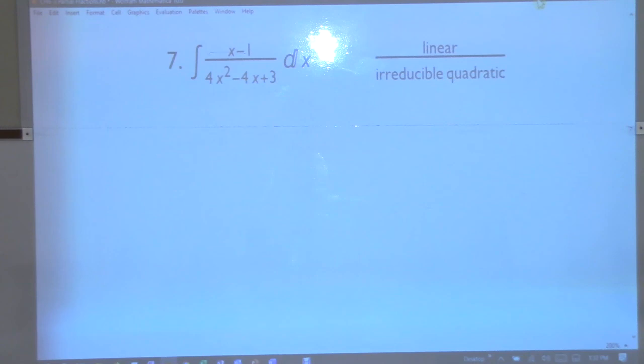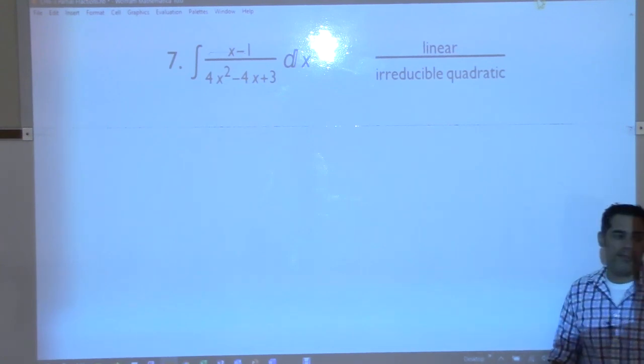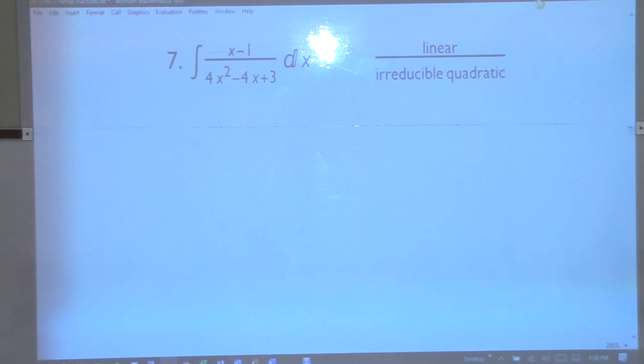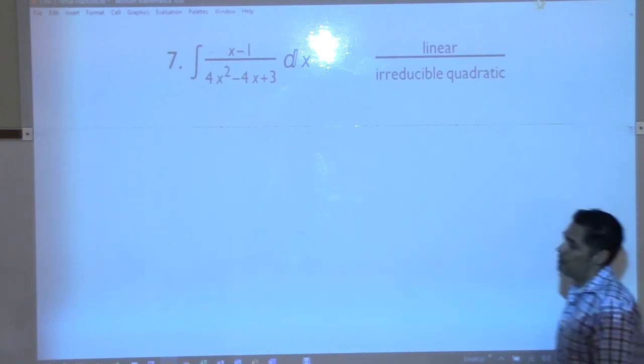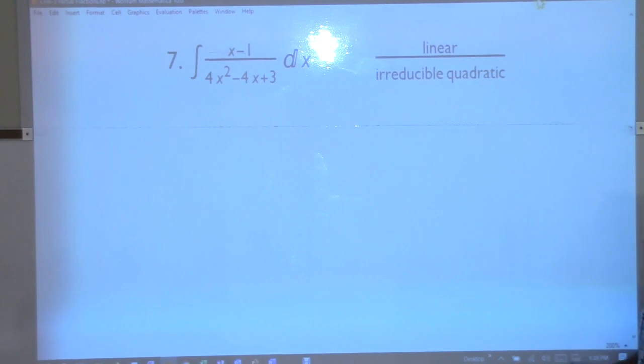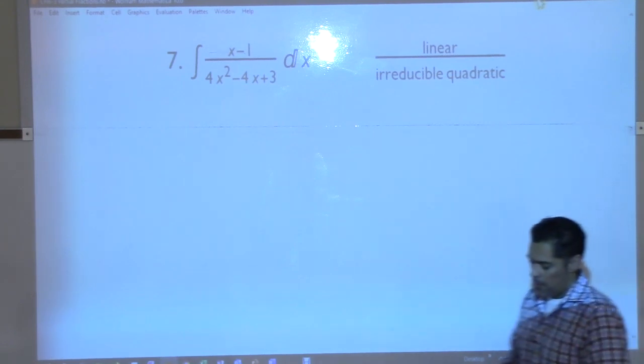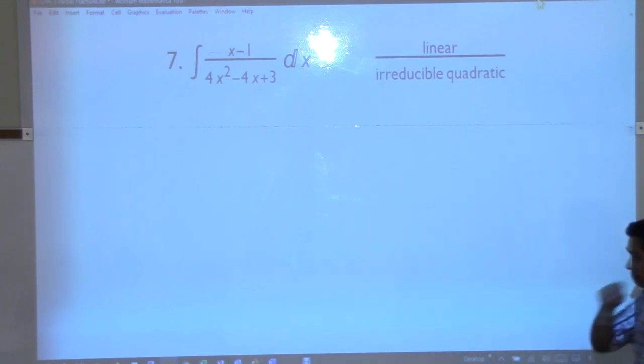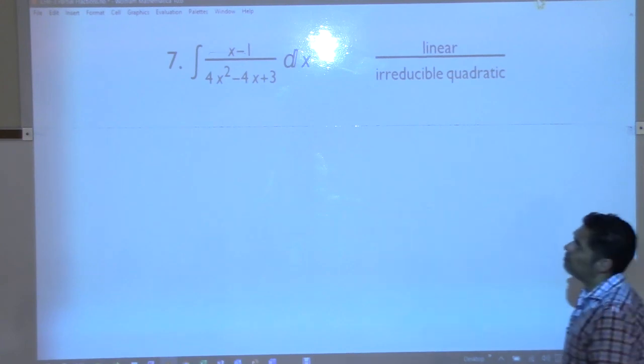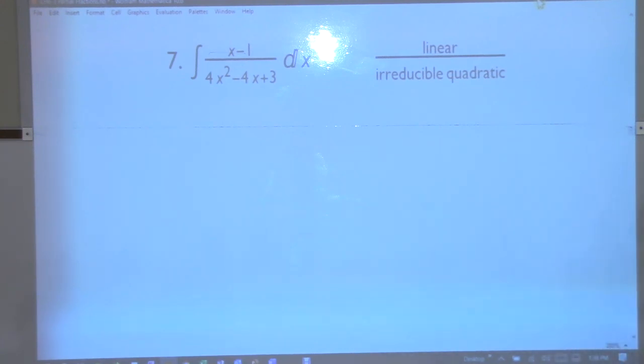Okay, here's where things get interesting. How about if we have a linear expression on top and a quadratic on the bottom that's irreducible? What if we have this? Take a stab at it. Well, would I complete the square first and then maybe use some? So if you complete the square, you could probably get there that way. You probably could. I'm going to show you something different.